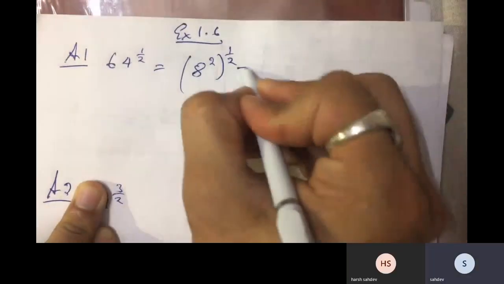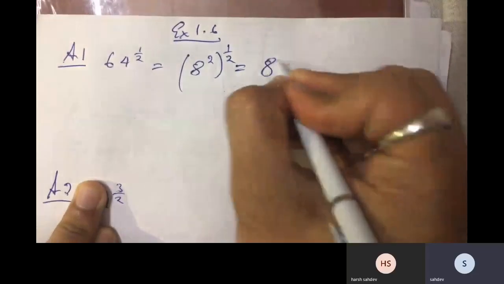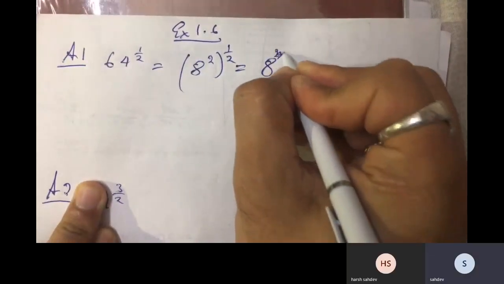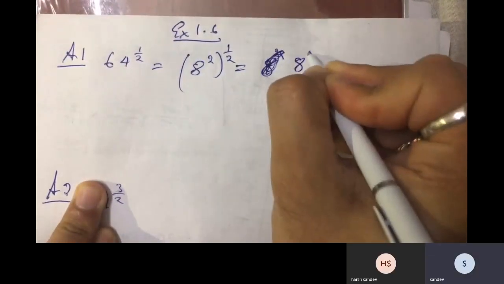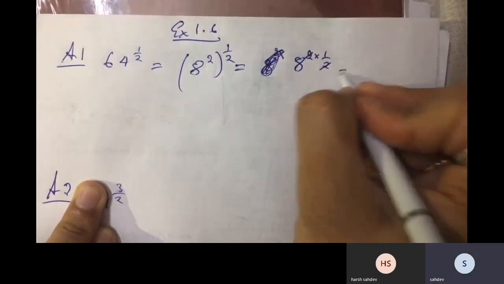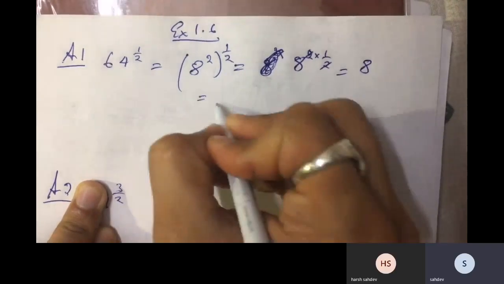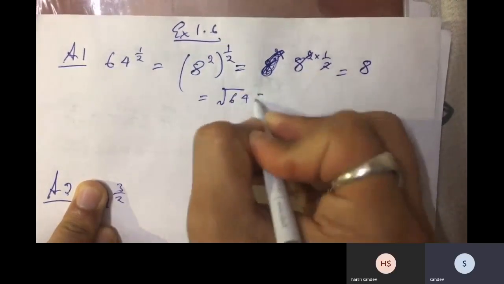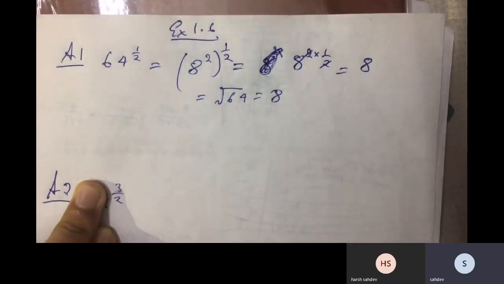We know that 8 square is 64, so 64 raised to power 1 by 2 is 8 raised to power 2 into 1 by 2. The 2 by 2 will cancel, and the answer will be 8. Otherwise you can simply write it as under root 64, that is 8. By any means you can do.